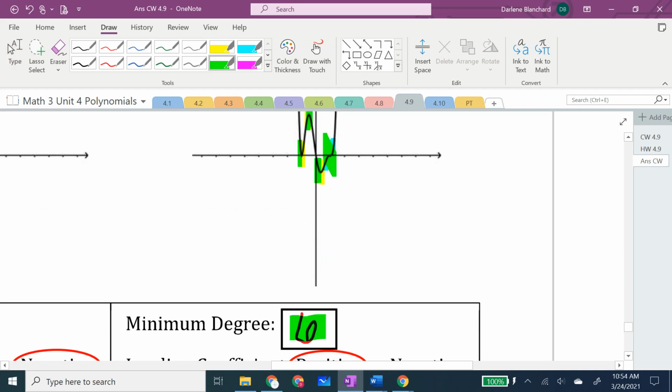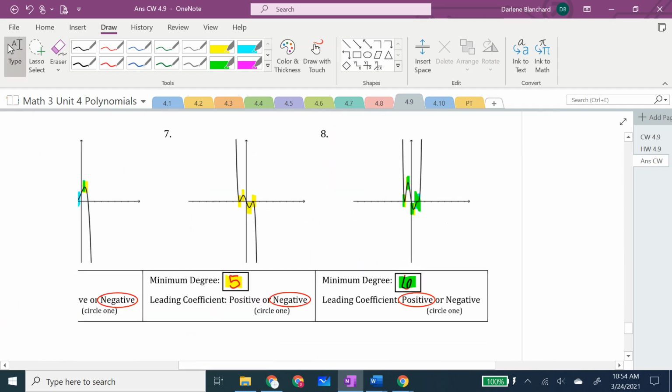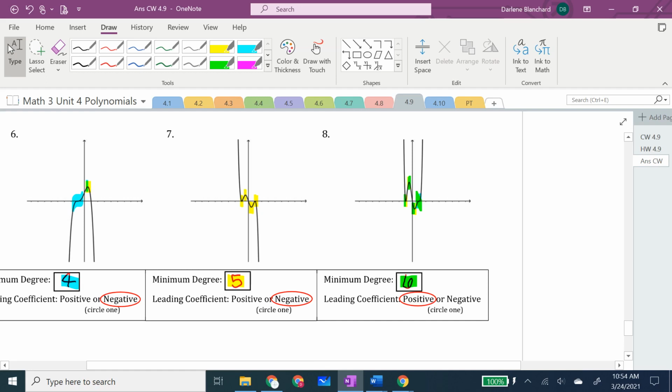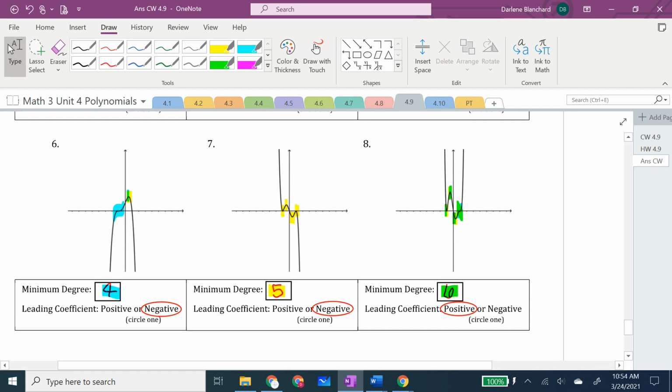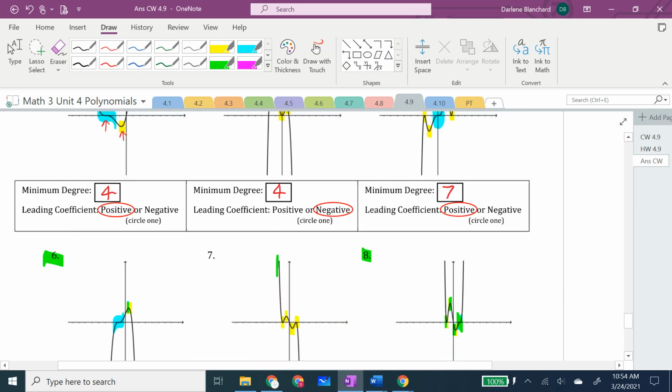You should also notice the difference between the graph of an odd degree versus an even degree. Make sure that if the ends go in the same direction, like 6, that you have an even minimum degree. And 8 does that as well. But if the ends go in opposite directions, you should have an odd degree as your minimum degree.